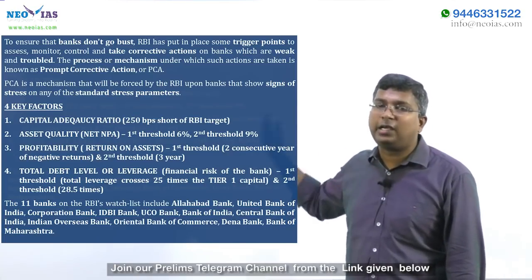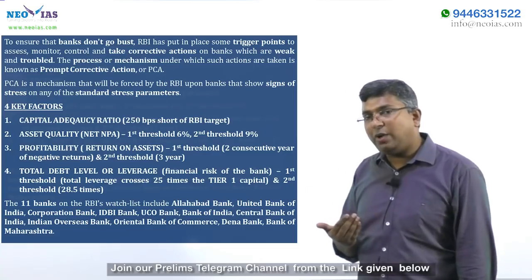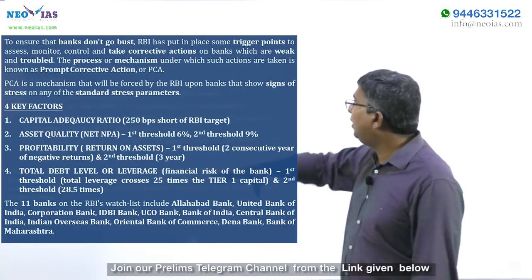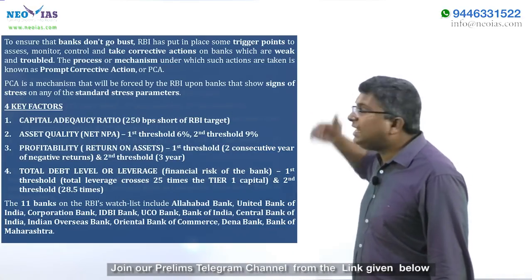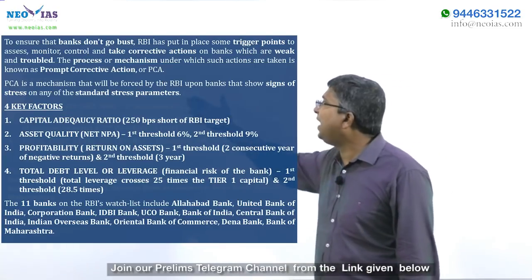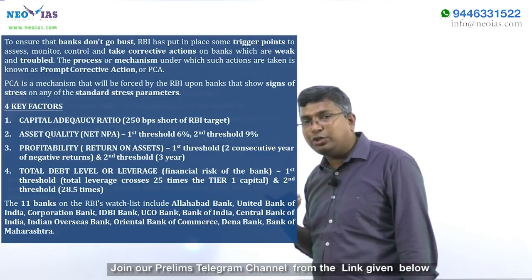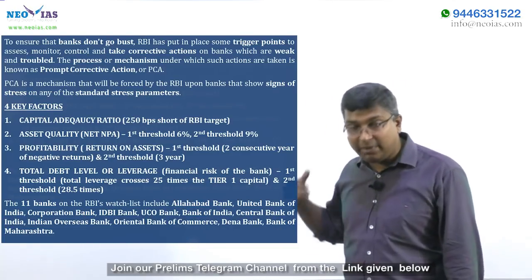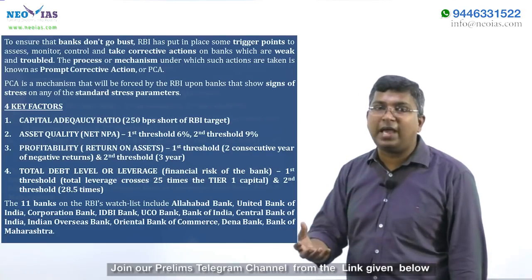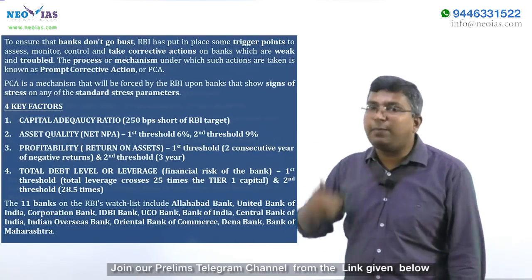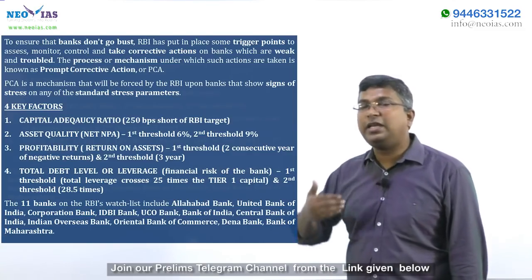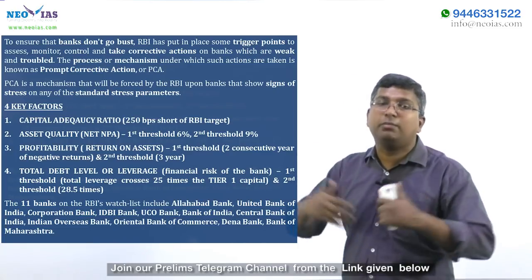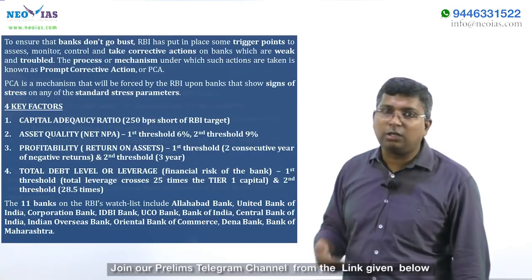So prompt corrective action is a mechanism that will be enforced by the RBI upon banks when they show signs of stress on the standard stress parameters. What are those parameters, which is very important? If a bank shows signs of stress, RBI will ask the bank to take certain corrective steps. That mechanism to correct the bank when it shows a sign of stress, to prevent it from any failure or going bust, is what is called prompt corrective action.